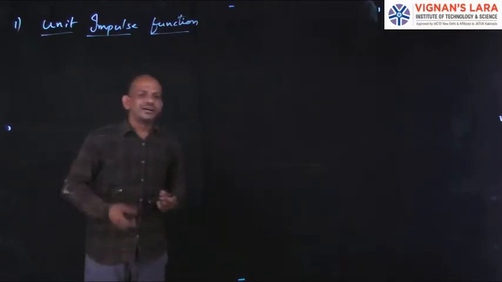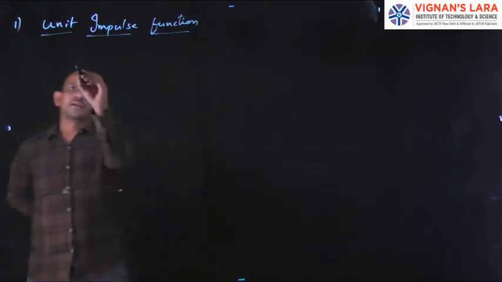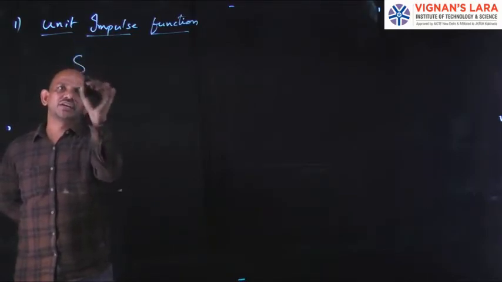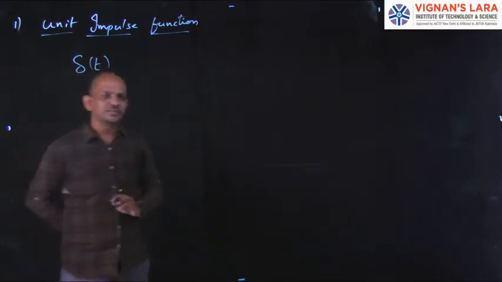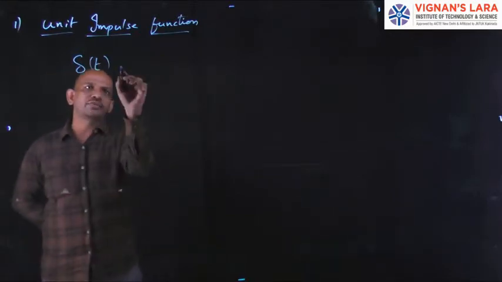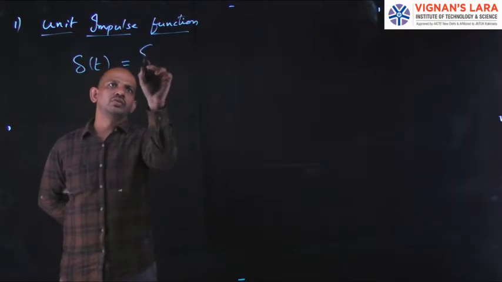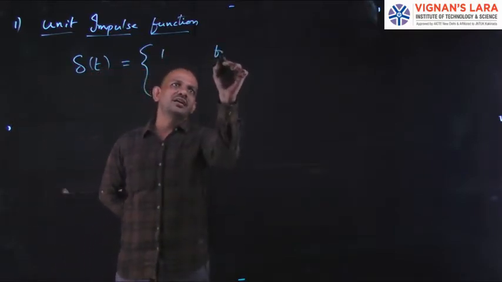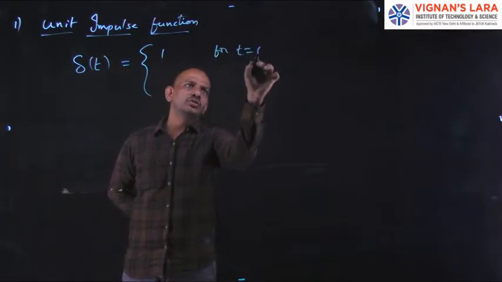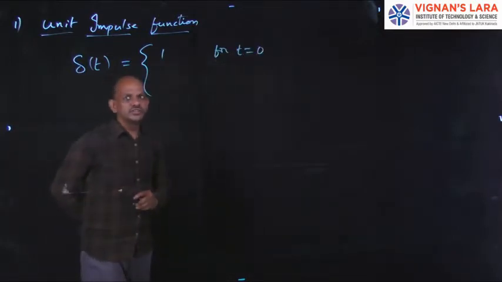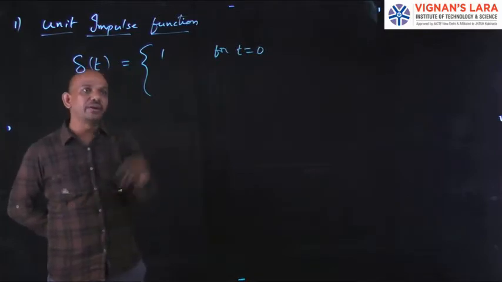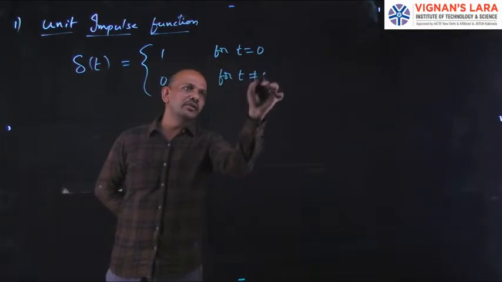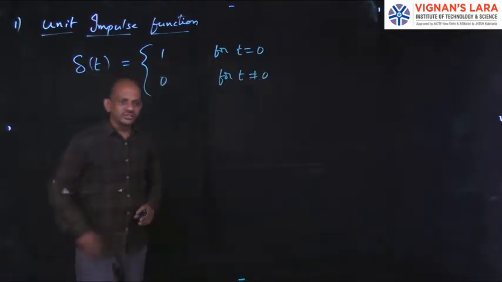We all know the definition of the impulse function. That is, the unit impulse function is represented with del of t, and the del of t value will be equal to 1 for t equal to 0, and del of t equal to 0 for t not equal to 0.